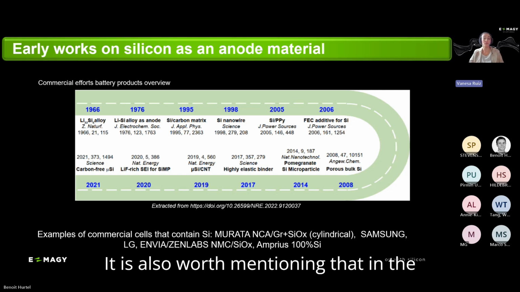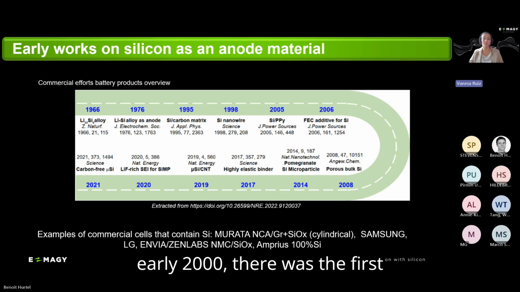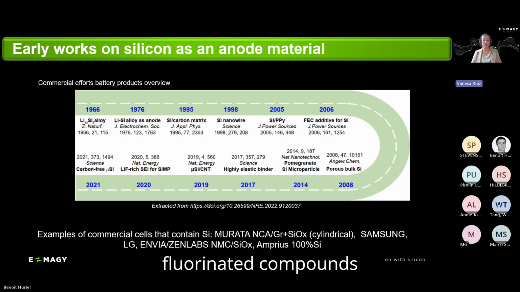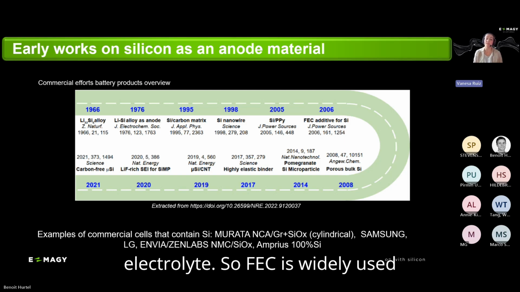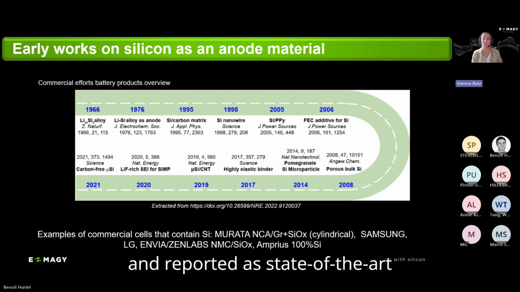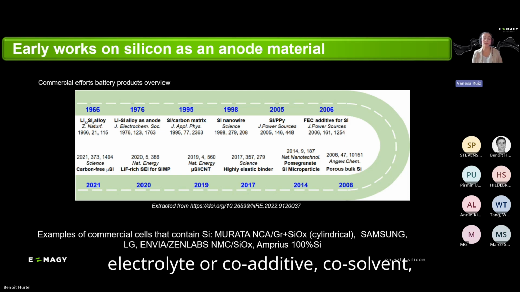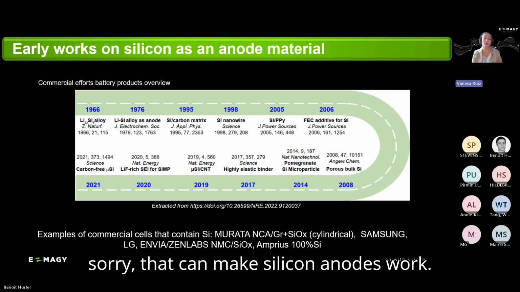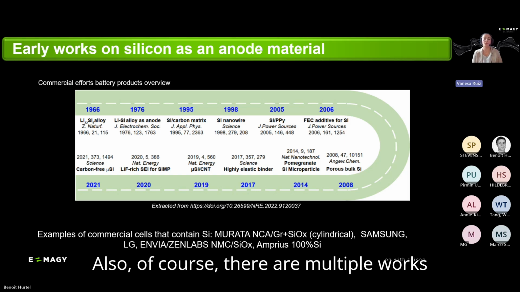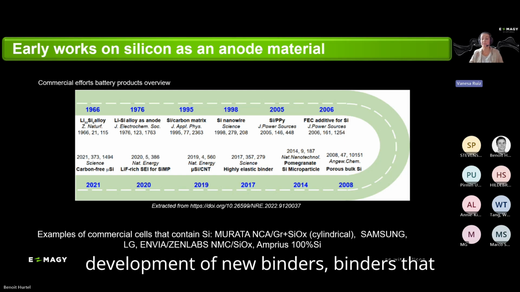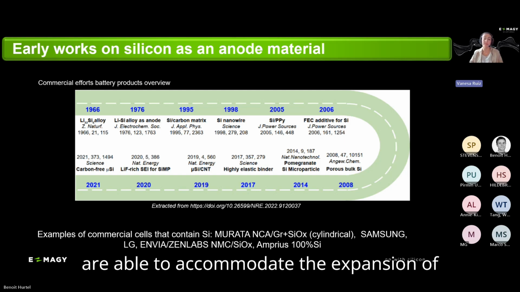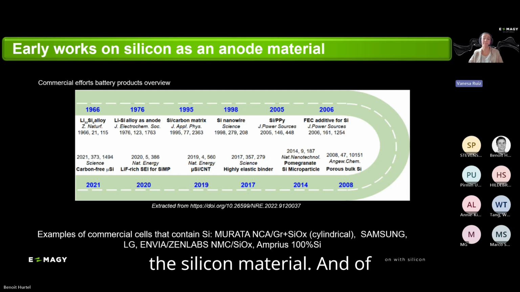It is also worth mentioning that in the early 2000s, there were the first publications with fluorinated compounds that can be used as additives in the electrolyte. So FEC is widely used and reported as a state-of-the-art electrolyte additive or co-solvent that can make silicon anodes work. Also, of course, there are multiple works published around the development of new binders that are able to accommodate the expansion of the silicon material.